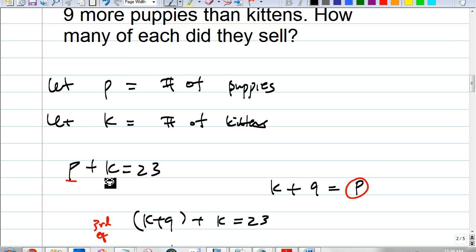Now look at my third equation. How many variables do I have in the third equation? I have only 1, right? Well, okay, 2K. There are 2 Ks, but how many variables? We have only K. We're using only 1 variable. That's what I mean by 1 variable.